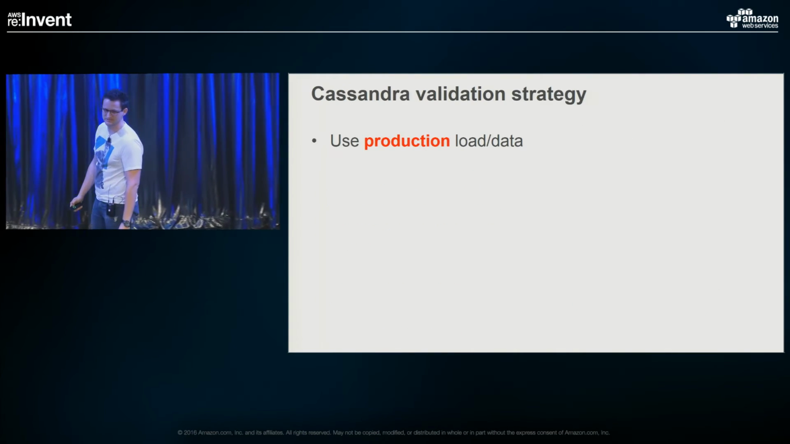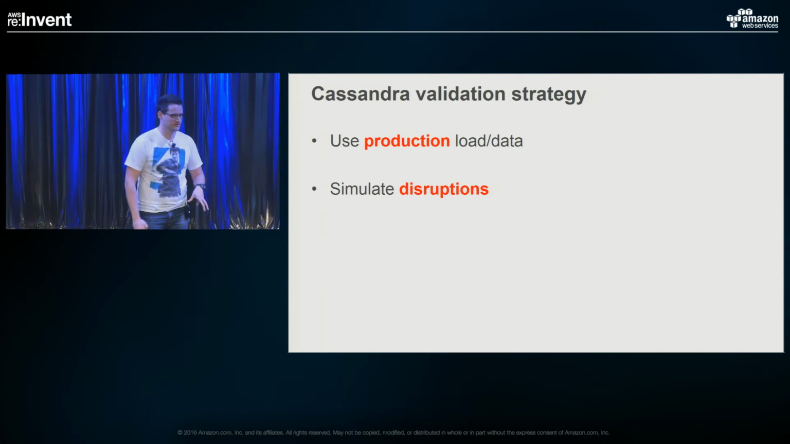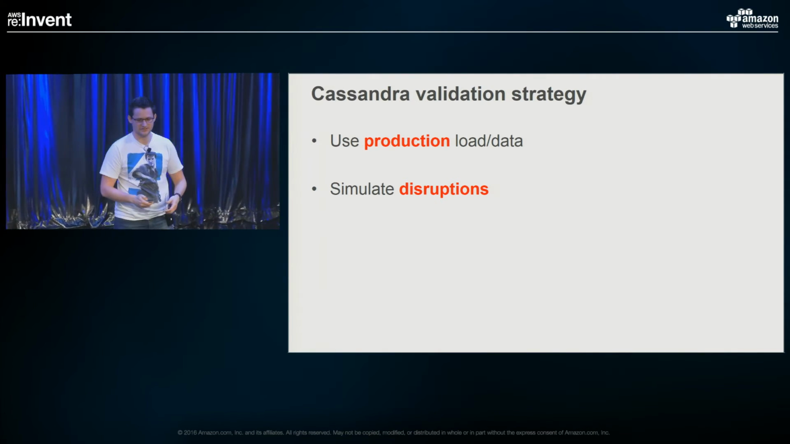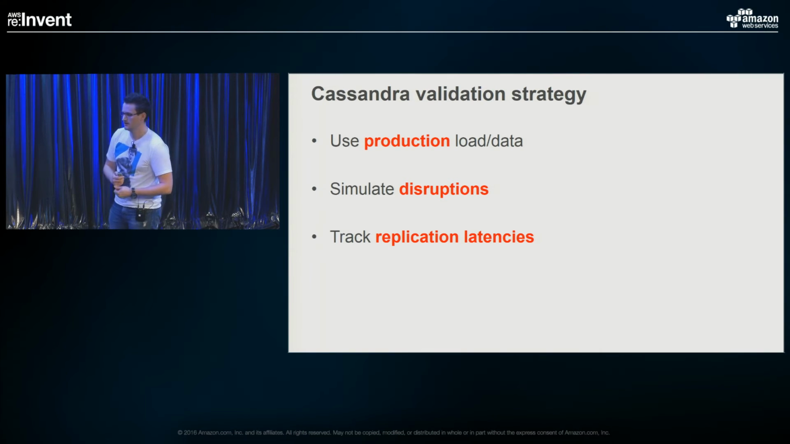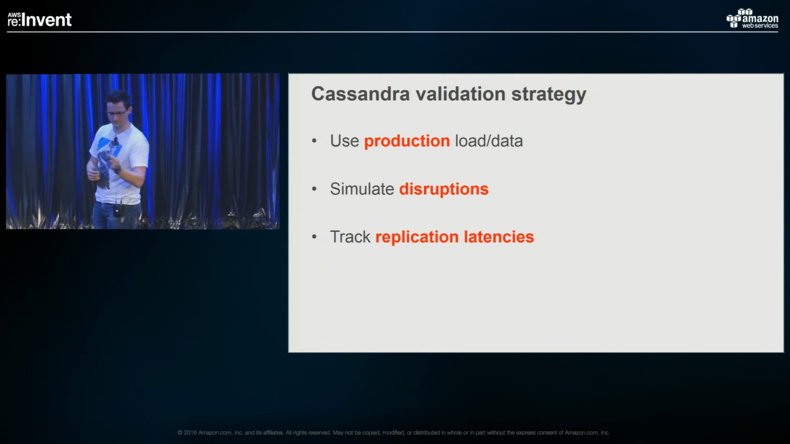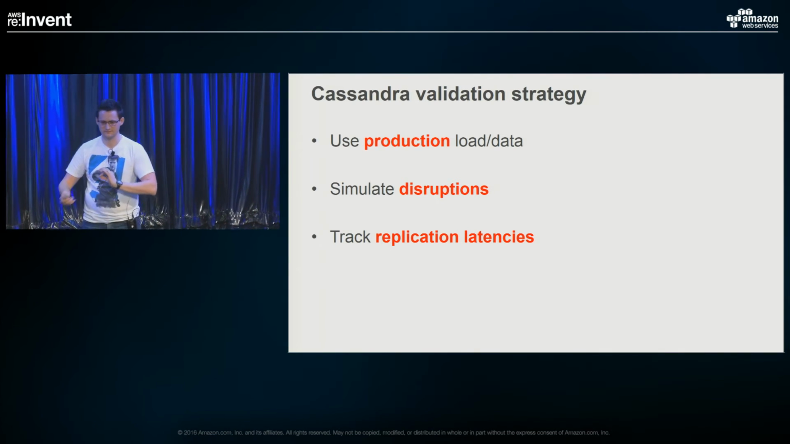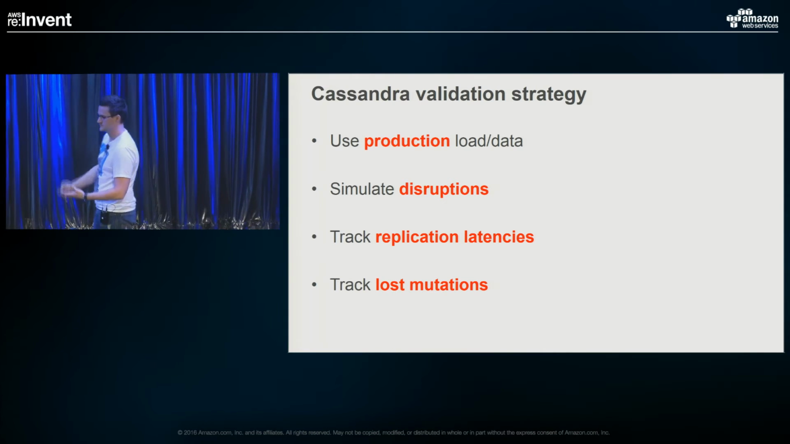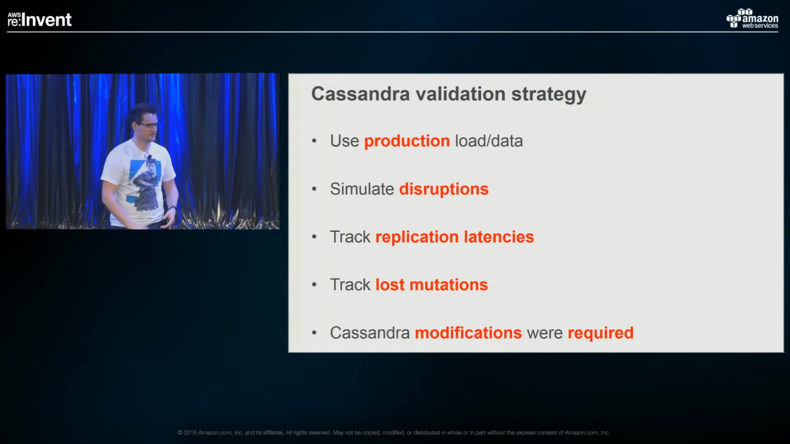Our strategy was simple. We want to use production data, production load. We want to simulate disruption. We want to know exactly what happens when Cassandras cannot talk to each other. We want to track replication latencies. I want to know exactly how long it takes for a message to go from one region to another region to a third region, right? And what happens when there's a conflict. And I want to see what's going to happen when we lose mutations when we write. And unfortunately, we had to modify Cassandra.